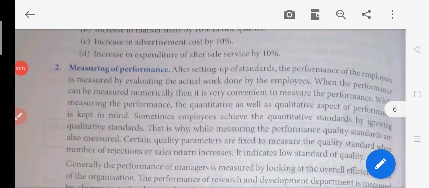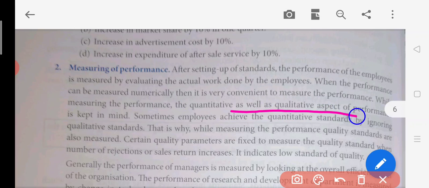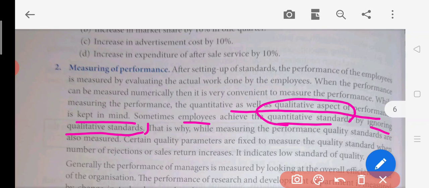Now, while measuring the performance, the quantitative as well as qualitative aspect of performance is kept in mind. Sometimes the employee achieves the quantitative standard by ignoring the qualitative standard. Means the company wants both things, quality and quantity. If you're going for quantity, suppose the employee is making 1000 units in a month, and the quality is not there, then this is of no use. If we are not able to maintain the quality, that is not good. So both should be balanced.